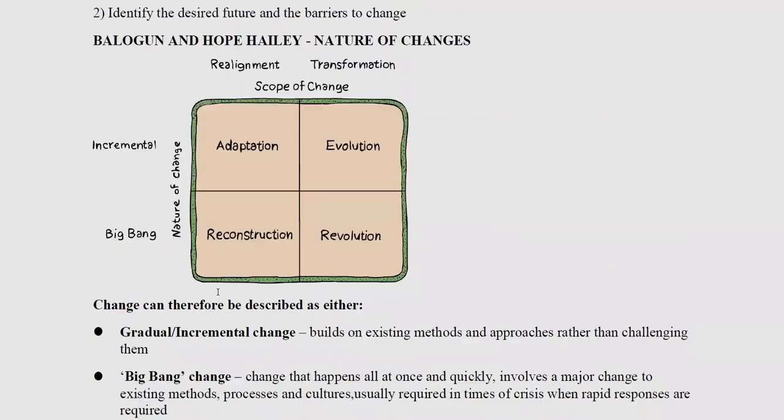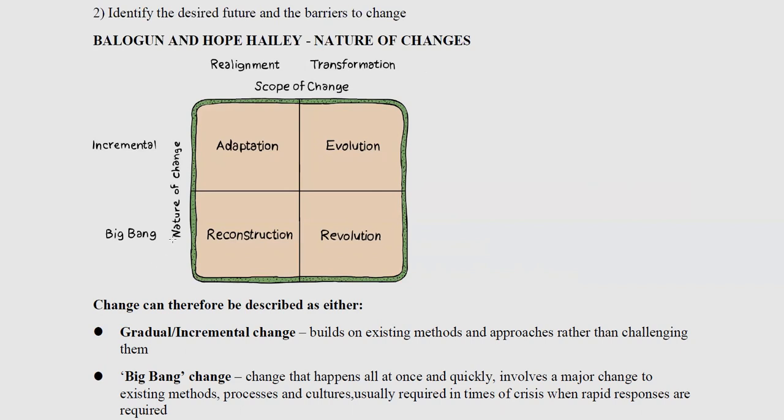So when you look here, you could see that when the change is incremental and the end result is a realignment, that change is known as an adaptation. When it is incremental and the end result is a transformation that we need, that's an evolution. So it's a gradual change, but it changes the culture, or it changes the existing methods of the organization.